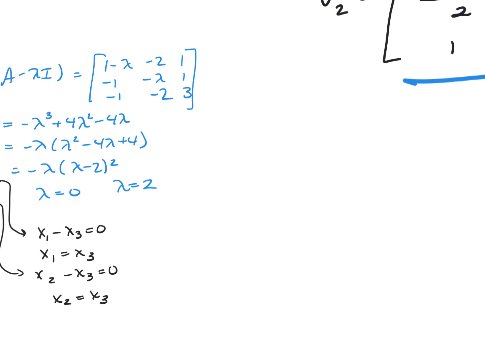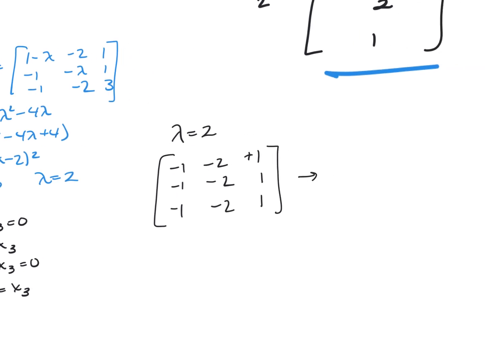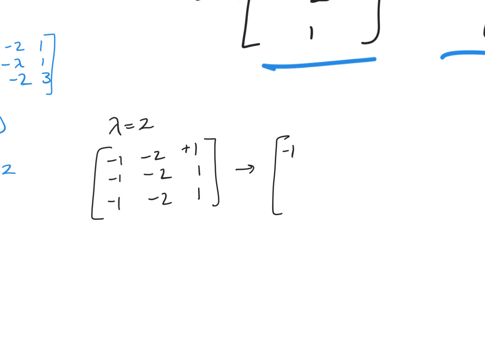Well, it's a repeating eigenvalue, so we have lambda equal to 2. My matrix is going to look like this: -1, -2, 1, 1, -1, -2, 1, -1, -2, 1. When I row reduce this, I get 1, -1, -2, 1, and then zeros everywhere else. So I have one pivot, which means I have 2 free variables. My free variables are x sub 2 and x sub 3. That means I'm going to get 2 vectors associated.